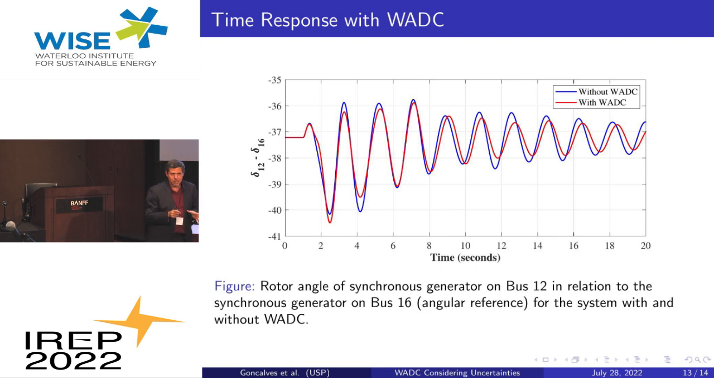Because small signal stability is tricky. If you aim for too much damping, and you only analyze from the linearized viewpoint, you might be saturating the controllers, the AVR, for example, and then the damping values that you see will not be reflected in practice.